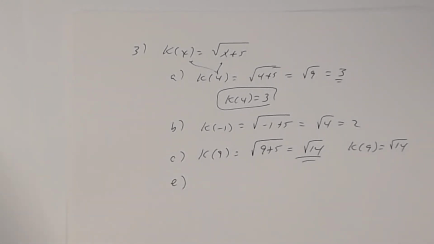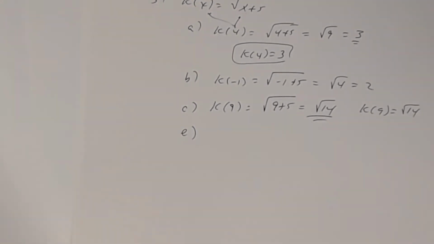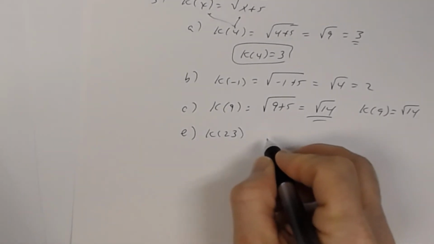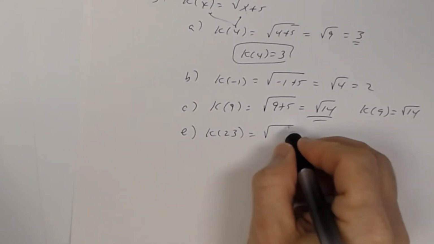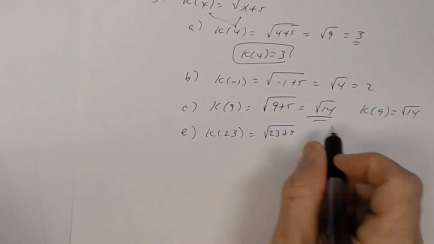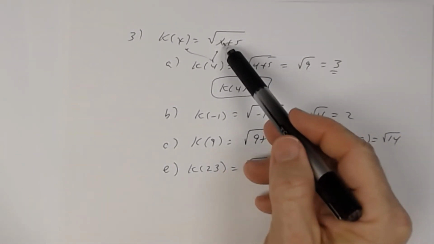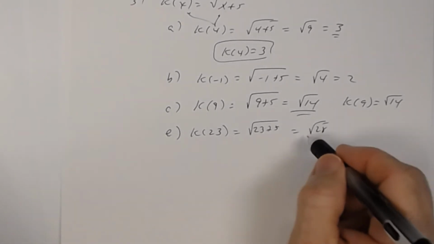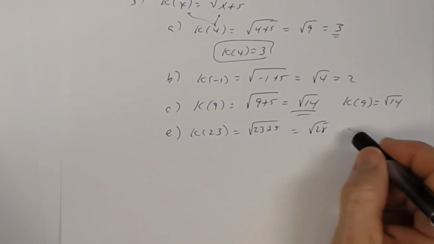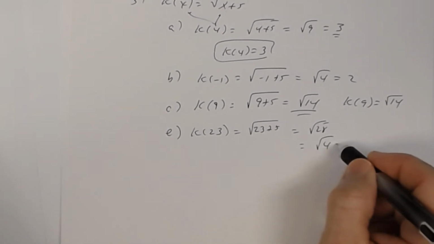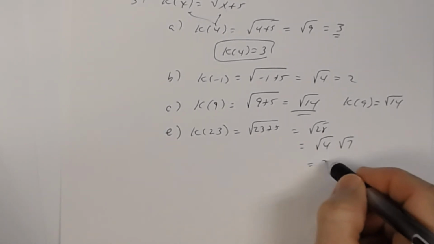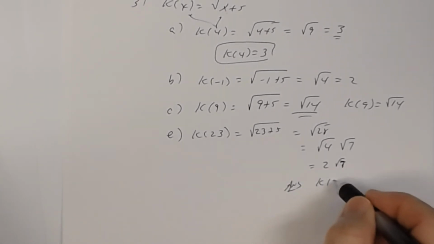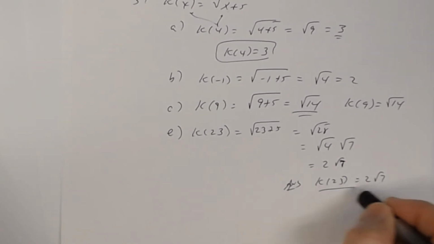Let's say in E real quick, you want to find k of, let's say 23. So that's going to be the square root of 23 plus 5. So remember, where we see the variable x, you substitute 23. So that's square root of 28. Now remember, you need to simplify the square roots if you can. So remember, the square root of 28 is the square root of 4 times the square root of 7. So the answer is 2 square root of 7, right? And so you're going to say k of 23 is 2 square root of 7.